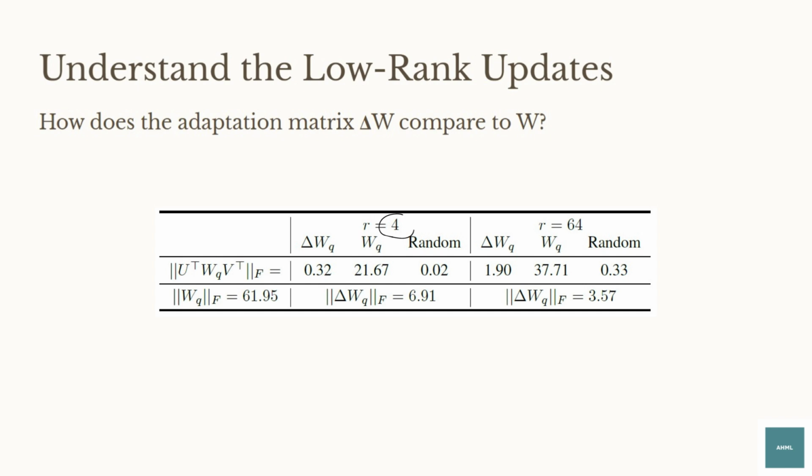When R is 4, and using the U and V from delta WQ, the Frobenius norm is 0.32. When using U and V from a random matrix, the Frobenius norm is 0.02. Since 0.32 is much greater than 0.02, it suggests that the subspace spanned by delta WQ has significant correlation with WQ. The experiment shows the same conclusion when R is 64.